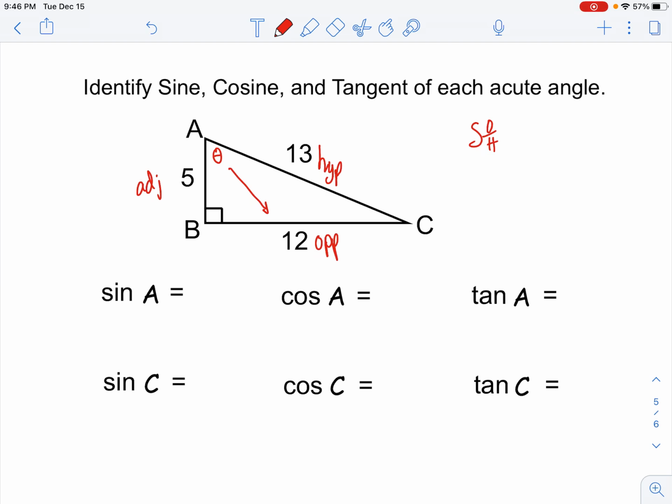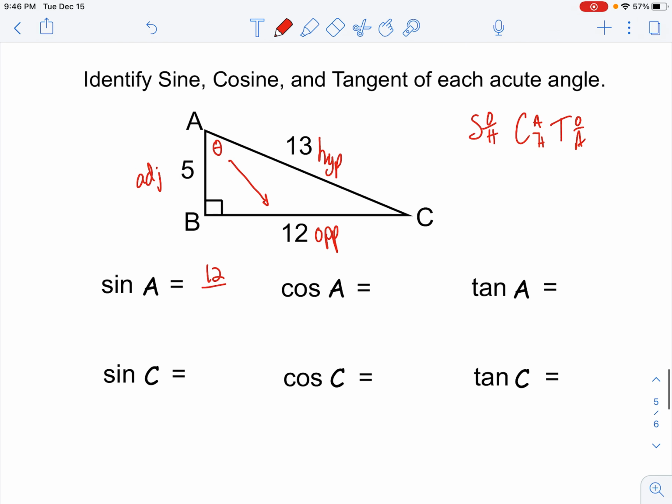I'll write down SOHCAHTOA again, just so we have that handy. I always write that down on all my worksheets so I remember them. Sine is opposite over hypotenuse, so for sine of A, it's 12 over 13. Cosine of A is adjacent divided by hypotenuse, so 5 over 13. And tangent of A is opposite divided by adjacent, so 12 over 5.